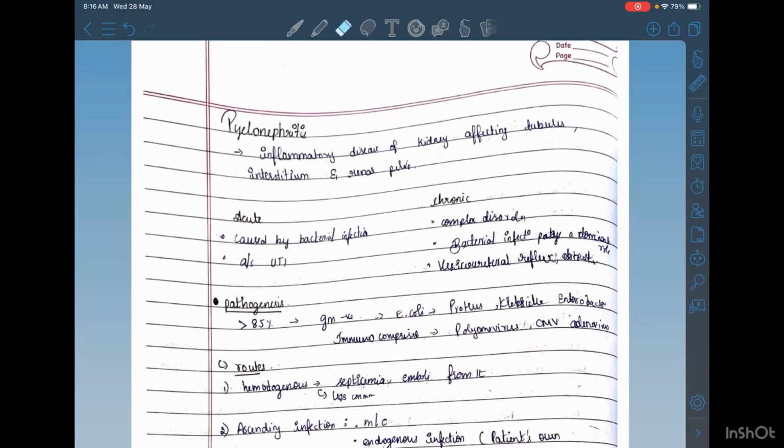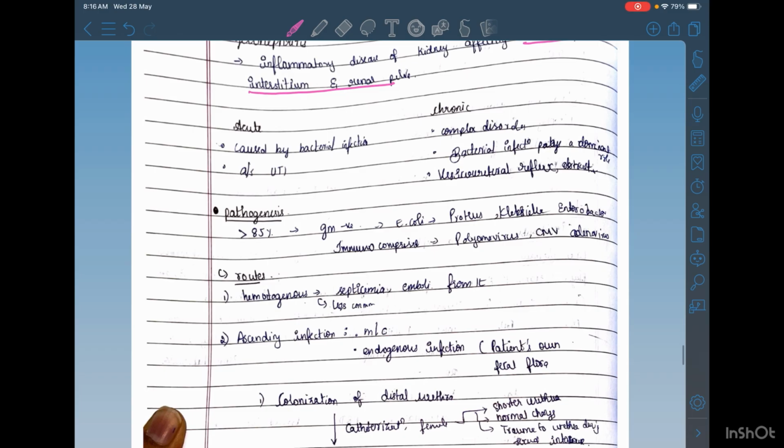Now let us learn about pyelonephritis. So what is pyelonephritis? Pyelonephritis, itis is an inflammation. So it's an inflammatory disease of a kidney affecting the tubules and the interstitium as well as the renal pelvis. Mainly it's a tubulointerstitial inflammation. It can be acute and chronic.